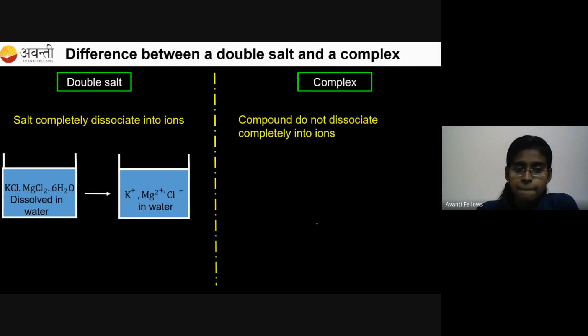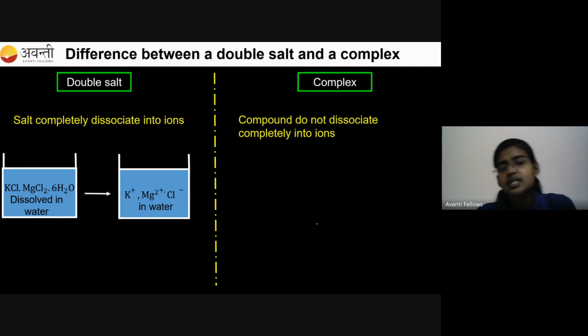Okay. So you can see a double salt on the screen. It is KCl.MgCl2.6H2O. This is a double salt because 2 salts are there. One is potassium chloride and the other one is magnesium chloride. So it is called a double salt. Now it is with 6H2O, so it is a hydrated compound.